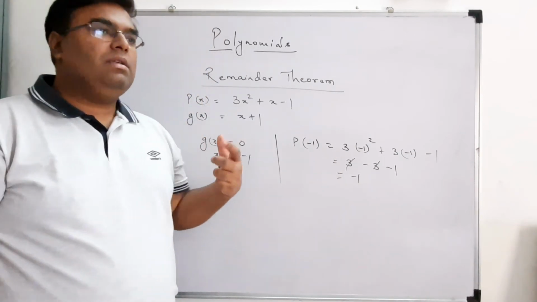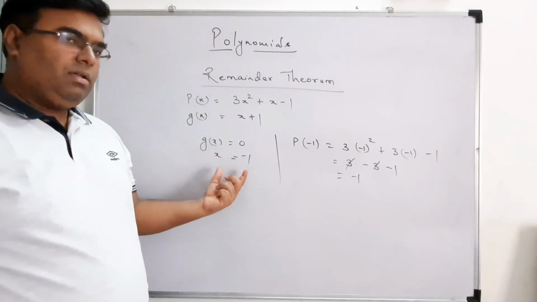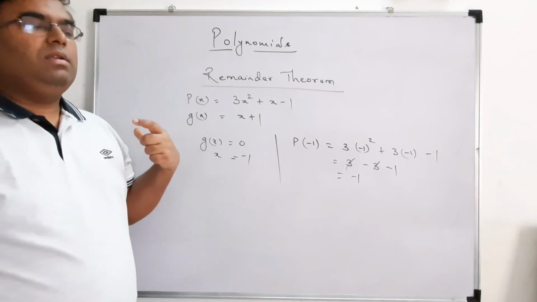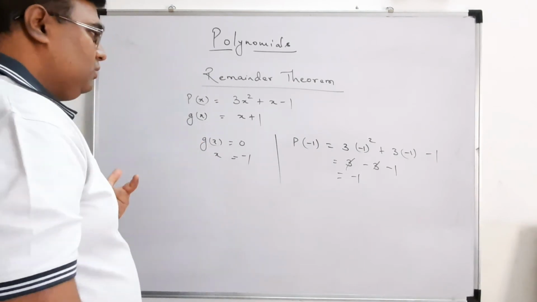So without doing any division, we can find out the remainder, but only in the case where g(x) is a linear polynomial and we can get a single value of x by putting it equal to 0. Right?